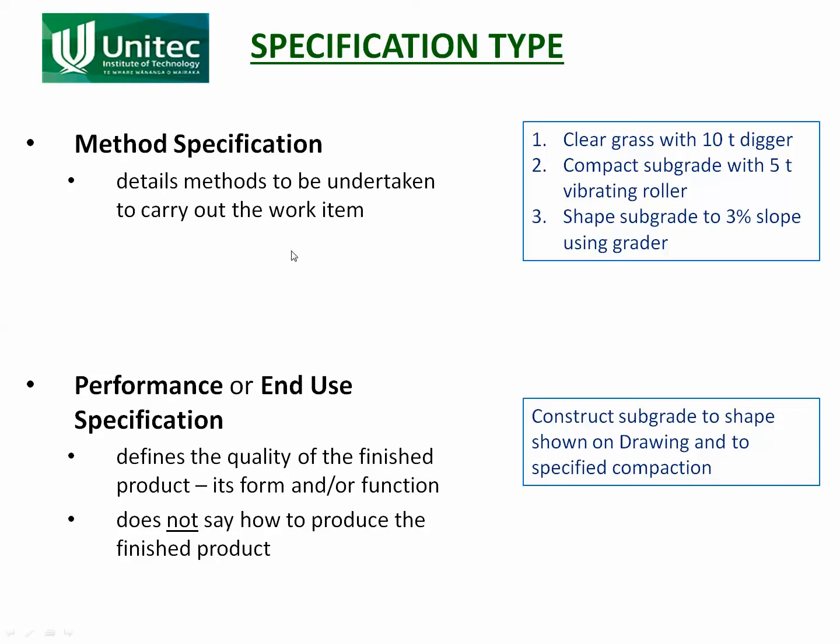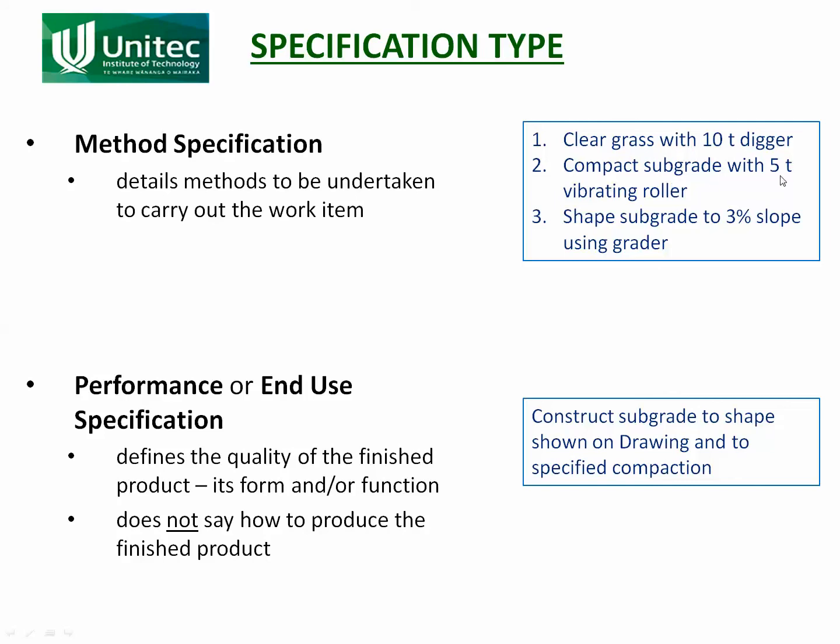It's usually a mix. So in a specification document, there are a whole lot of requirements. Some of them will be method specifications, some of them will be performance. A method specification is where the designer sets out exactly how he wants the contractor to do the job. So for example, in the blue here, clear grass with a 10-ton digger. We don't want you to clear the grass with a 20-ton digger or a 1-ton digger. You clear it with a 10-ton digger.